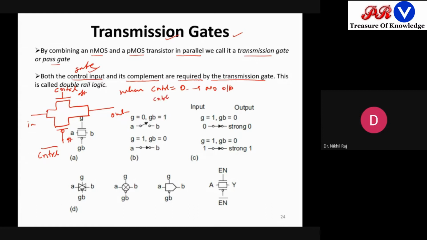When control is 1, what happens? This will change to the on condition, and this will also change to the on condition. Then the output will come, and that will be equal to the input. Now if it is logic 0, the NMOS is there to pass the logic, so we will get a strong value. If logic 1 is there, then the PMOS is present to pass the logic, and we get a strong 1.